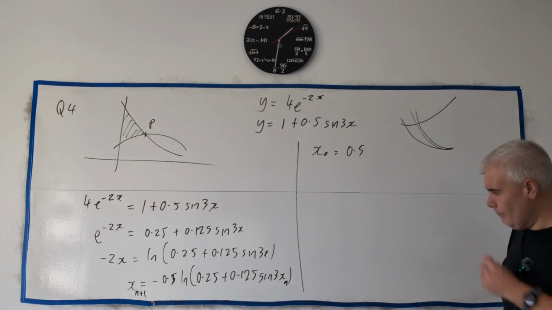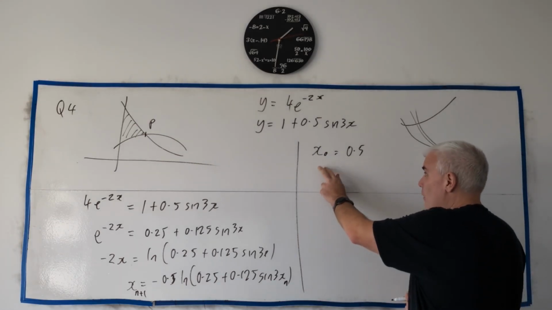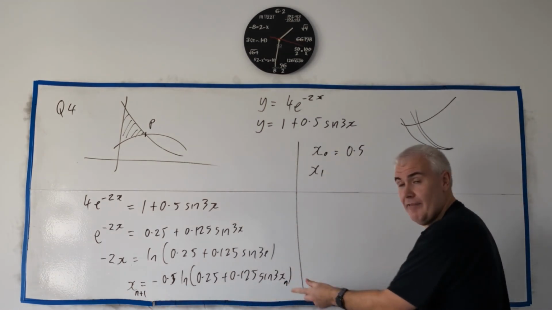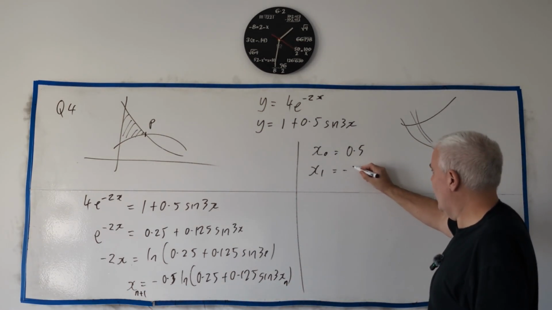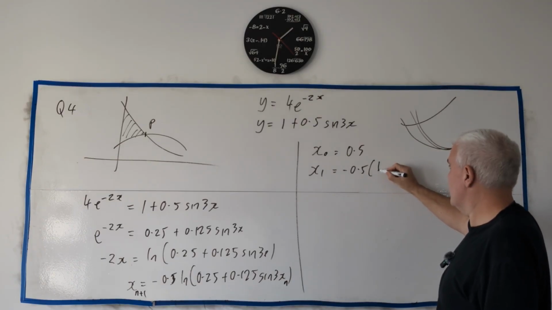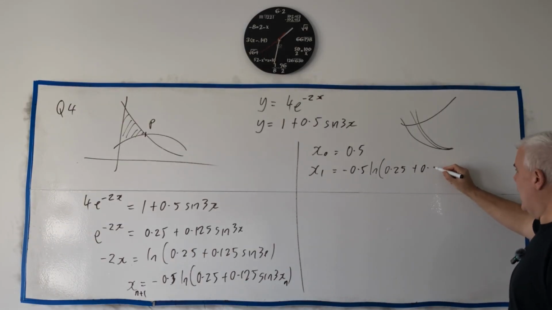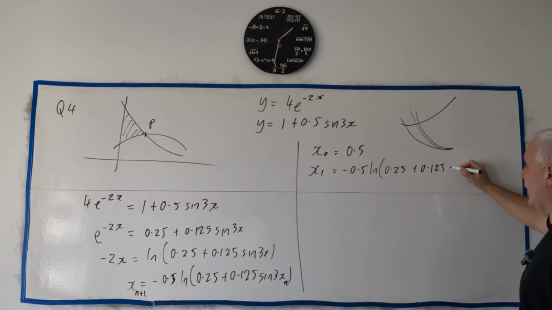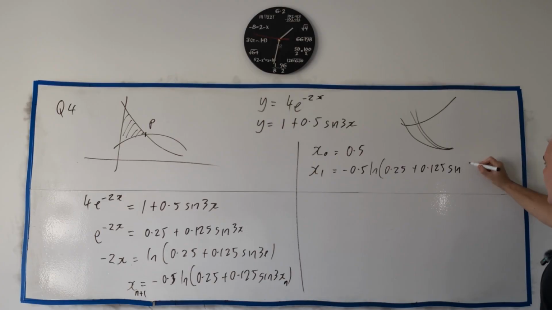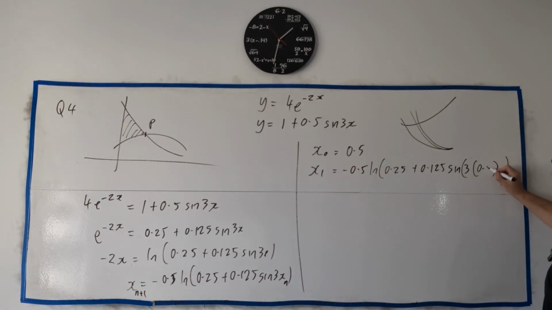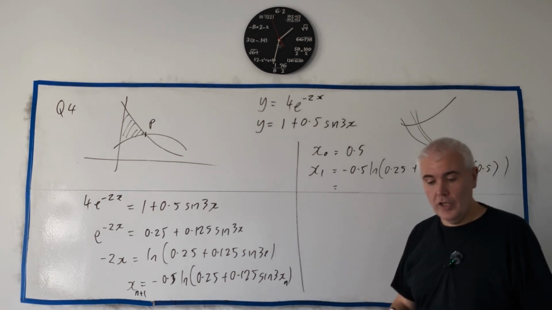How do you get the second guess? Well, if I've x0, I want x1. This will tell me x1 is equal to this if x0 is put in here. So I just put it all out: minus 0.5 times natural log of 0.25 plus 0.125. Where am I missing? Oh, am I missing a bracket anywhere? No. Sine of 3 times your previous guess, your x0 in this case, so 0.5. Put all that into a calculator, you'll get your answer.